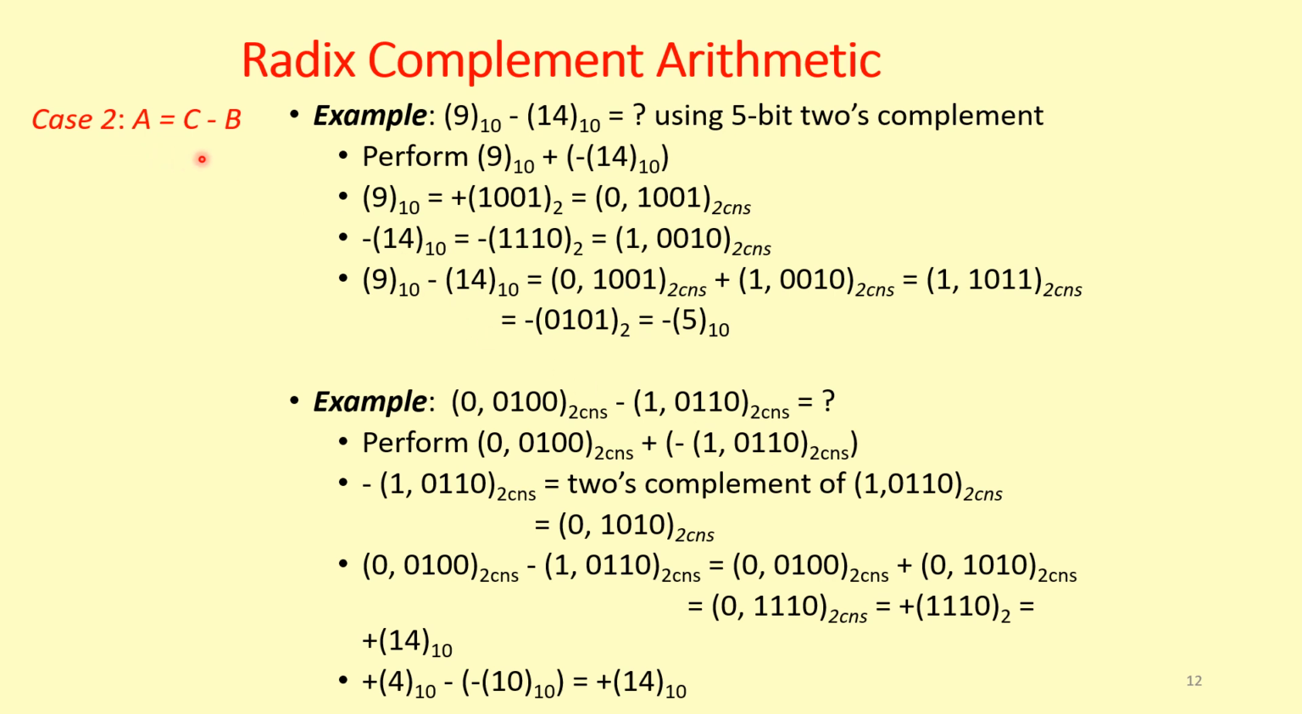Now, if you subtract a big number from a small number, like in this example, you are subtracting 14 from 9, then also it is okay. You subtract it because it belongs to case 2, so it is okay. No overflow has occurred here.